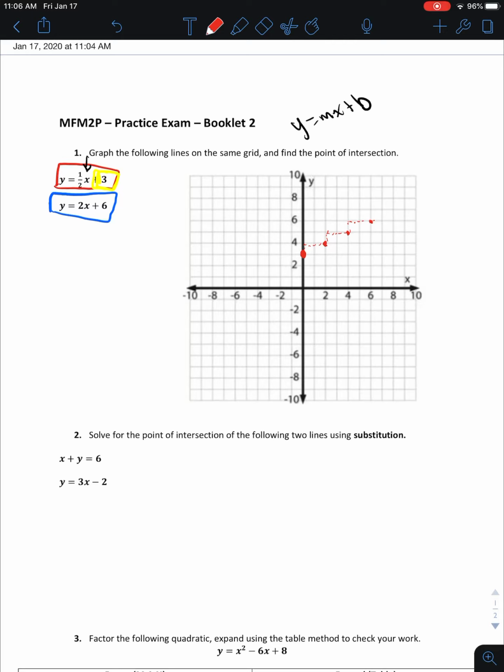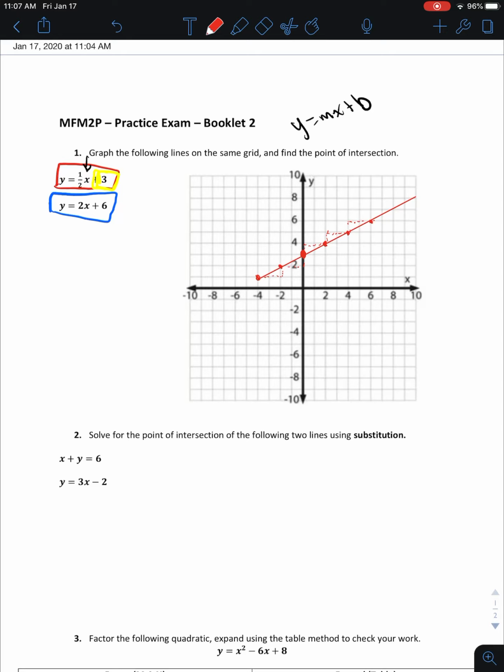And I might ask, what's the opposite of going up 1 and over 2? Or I should say up 1, right 2. What's the opposite of that? Down 1, left 2. Down 1, left 2. Now you can connect all those dots, and now I've got a pretty good idea of what the line's doing. Okay.